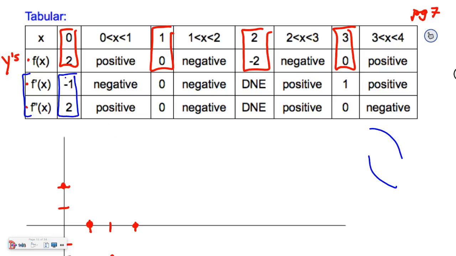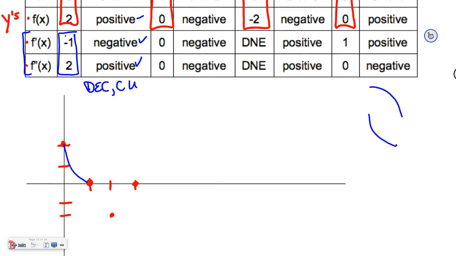So underneath here, I'm just going to say what this means. Between 0 and 1, I'm going to be above the y-axis. I'm going to be going downhill, so I'm going to be decreasing, but I'm going to be concave up. So decreasing and concave up, what would that look like? I need to be going downhill and part of a cup, so it's going to look a little bit like this. So again, looking at both of those at the same time helps me get the curvature down.